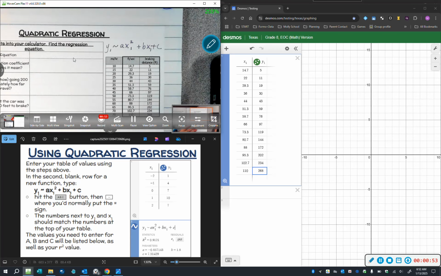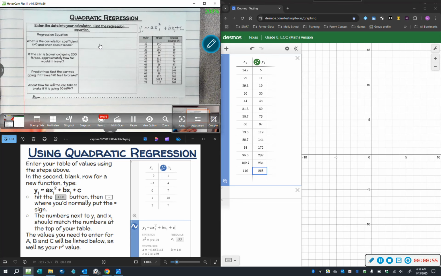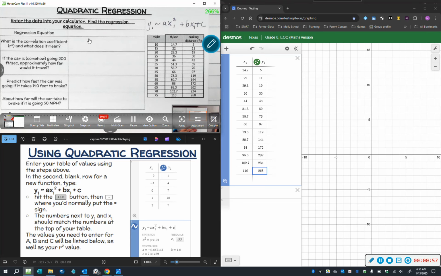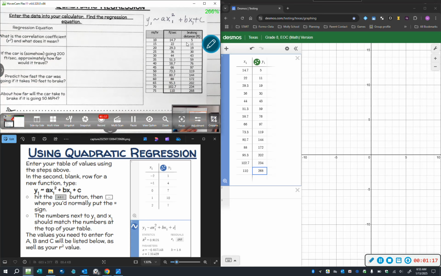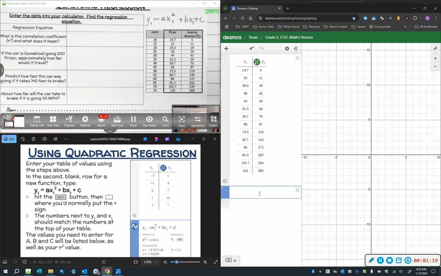All right. So what you're going to do is carefully enter these values into your table. In this case, I've entered the feet per second. I put the big box around what I want you to enter. So I want you to get these entered into your calculator. Take a second and do that now. All right, so once you've got them entered, then we're going to go down and type in our regression equation.